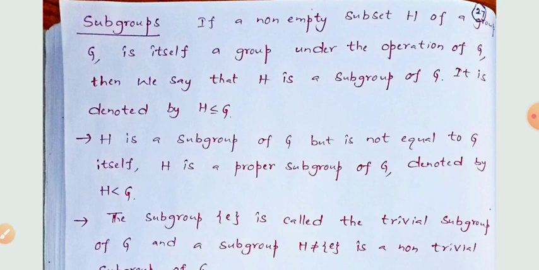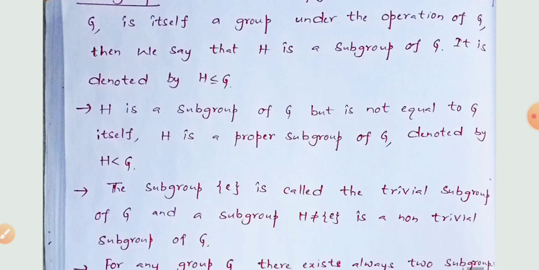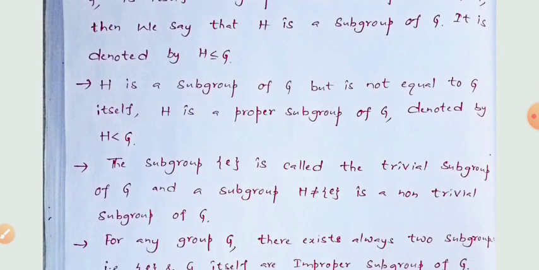then H must satisfy the group conditions under the same operation that G is following. Then we say that H is a subgroup of G, and it is denoted by H subset equal to, H is a subgroup of G. Now here is another note.